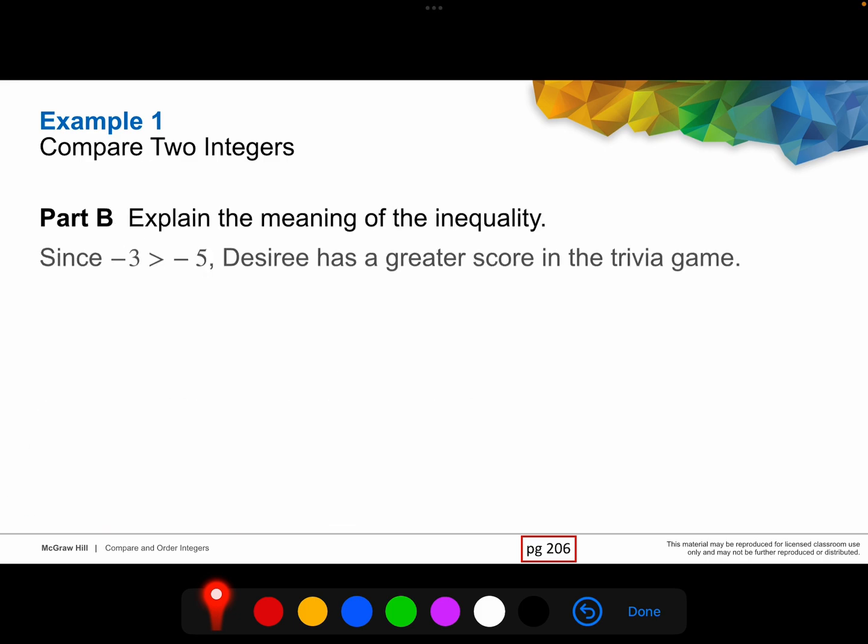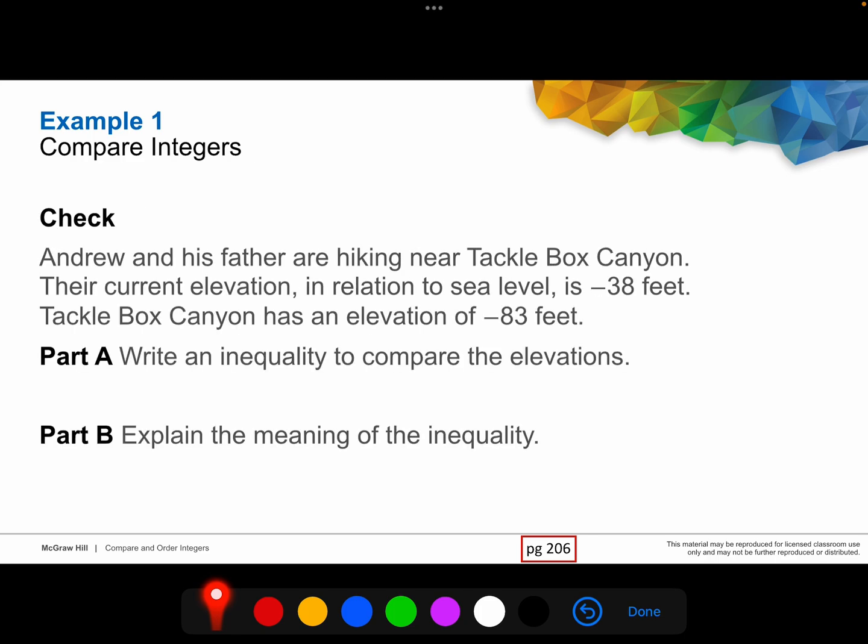And what is the meaning of the inequality in this case? We know that negative 3 is Desiree's score. So what we can say is since negative 3 is greater than negative 5, Desiree has a higher score in the trivia game. Alright, pause and do the check problem on your own.